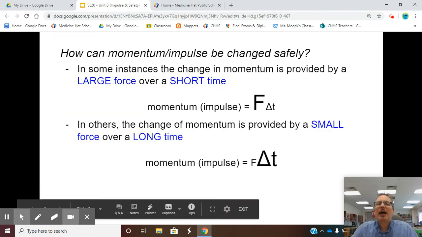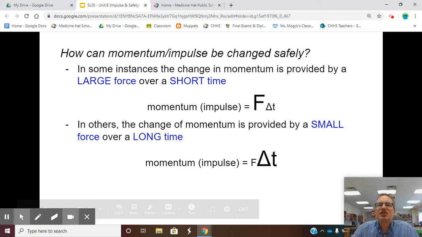So, how can I safely change momentum or impulse? Well, in some instances, the change in momentum is provided by a very large force over a very short period of time. For instance, in a car crash, if we were to go back and we have no airbags and no safety devices at all, and we were to, let's say, run into a tree, that would be a very strong force and it would hit our bodies in a very short amount of time. That's going to be a big momentum.